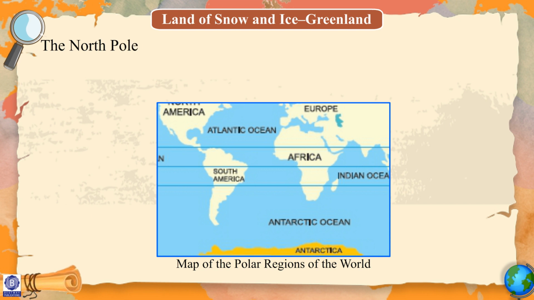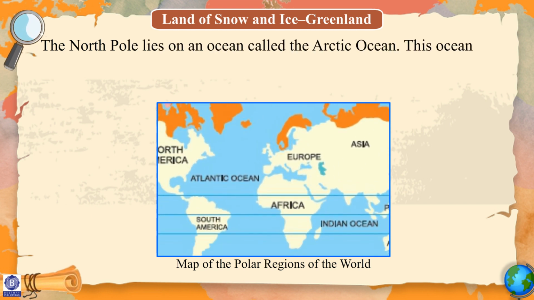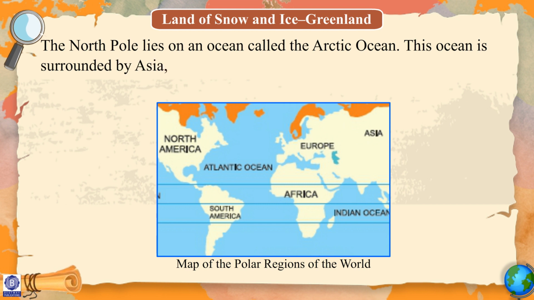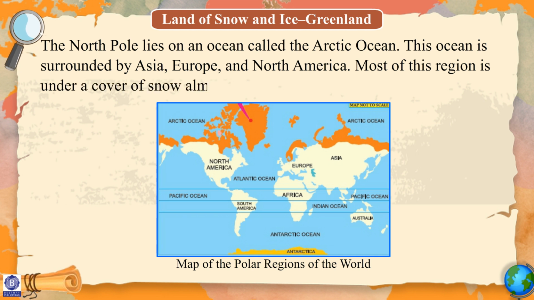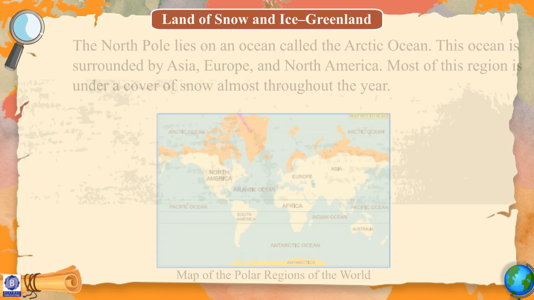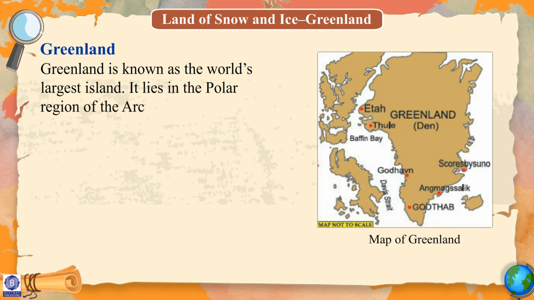The North Pole lies on an ocean called the Arctic Ocean. This ocean is surrounded by Asia, Europe, and North America. Most of this region is under a cover of snow almost throughout the year. Greenland. Greenland is known as the world's largest island. It lies in the polar region of the Arctic.